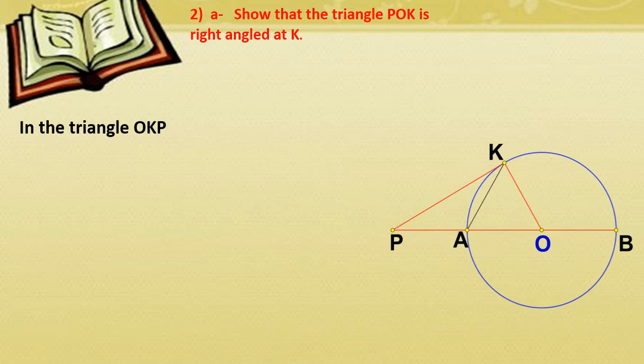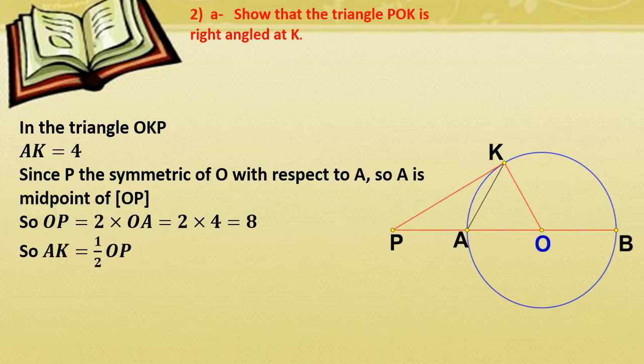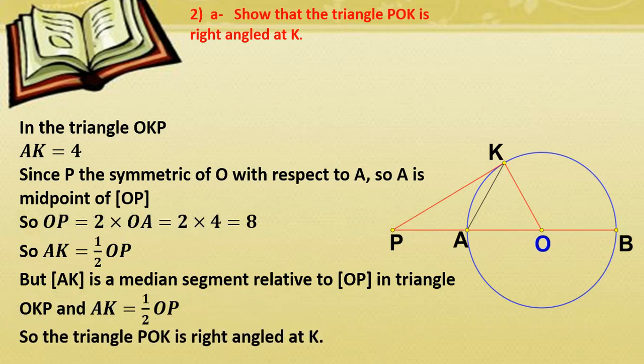So we can say that in the triangle OKP, AK is equal to 4. Since P is the symmetric of O with respect to A, A is the midpoint of PO. So OP is equal to 2 times OA, which is 2 times 4, which is 8. So AK is equal to the half of OP. And that means AK is a median segment related to OP in the triangle OKP, and AK is equal to the half of OP. So the triangle POK is right-angled at K.